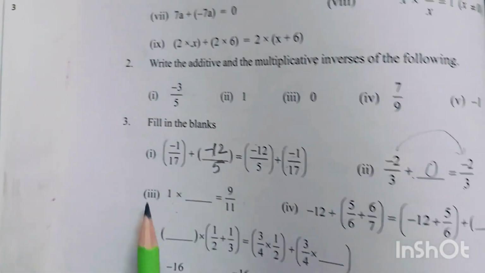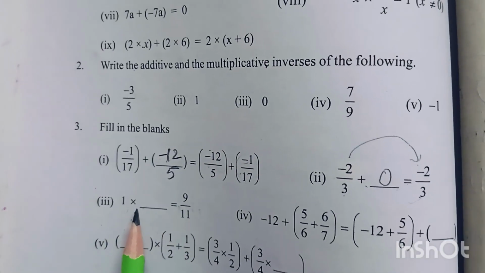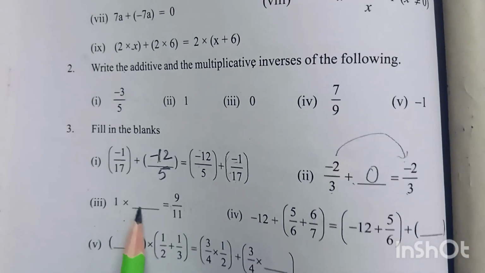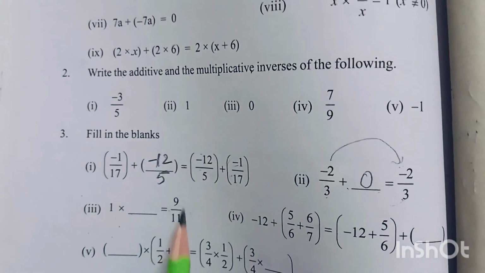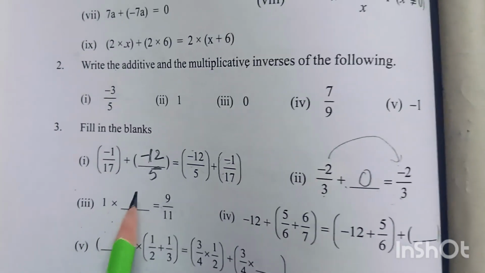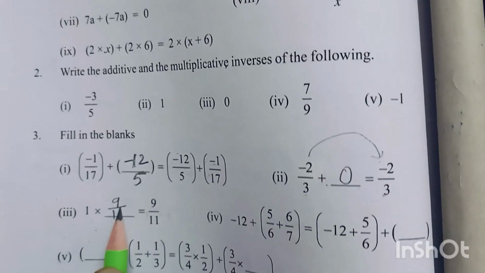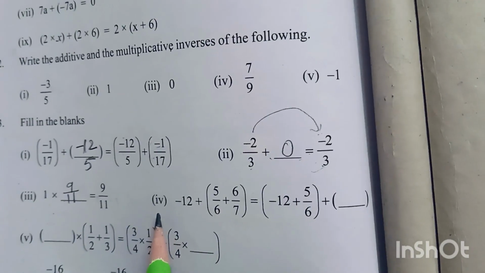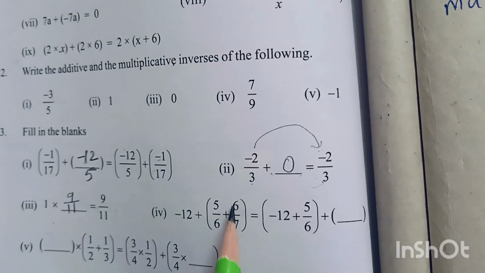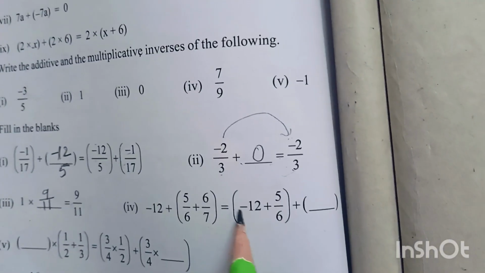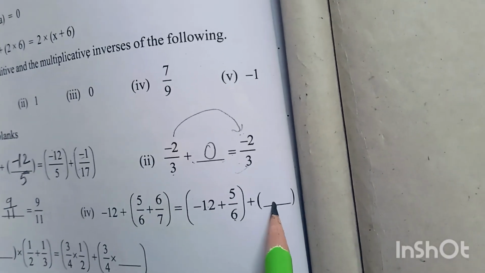And next, the third one, 1 into dash equal to 9 by 11. If we multiply with 1 any number, you will get the same number only, no? So here RHS is 9 by 11, so we have to do multiplication with 1, the same number, 9 by 11. Next, the fourth one, here minus 12 plus 5 by 6 plus 6 by 7 equal to minus 12 plus 5 by 6 plus dash.